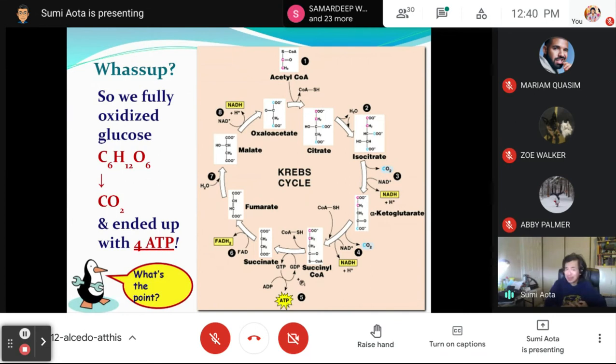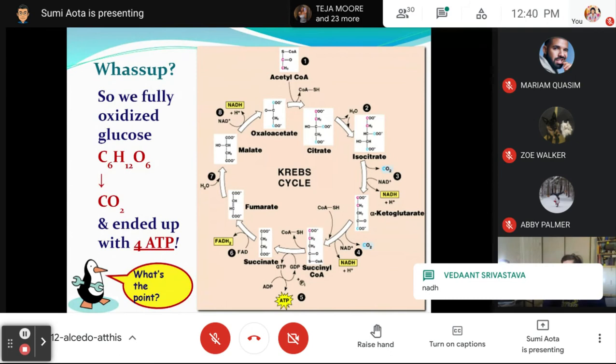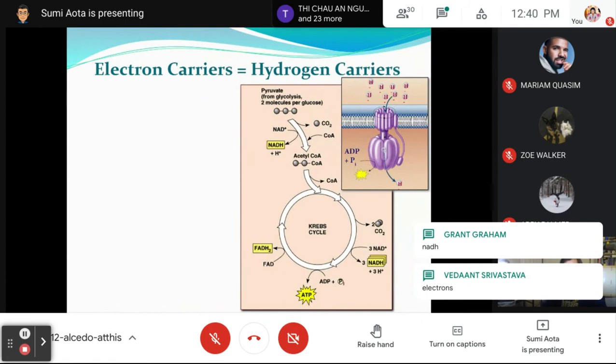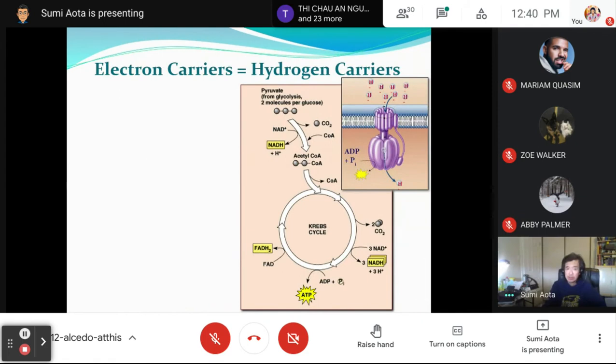So what's the point? Because that's not a lot of ATP. What did we produce lots and lots of instead of ATP? The NADH. The electron carriers are the key. The electron carriers are hydrogen carriers.